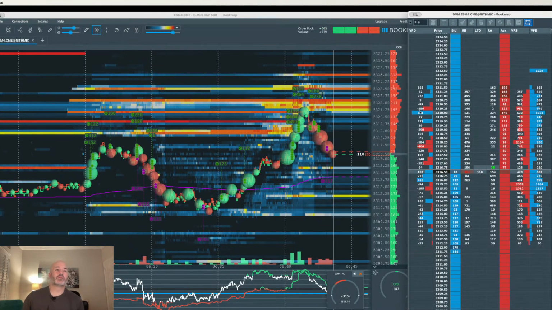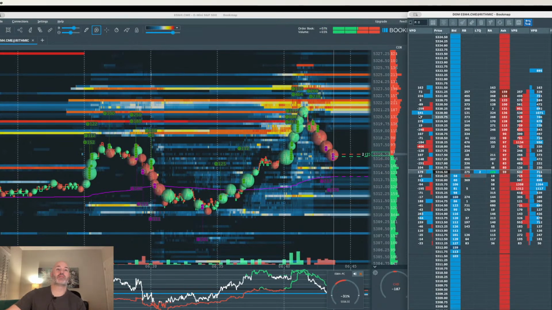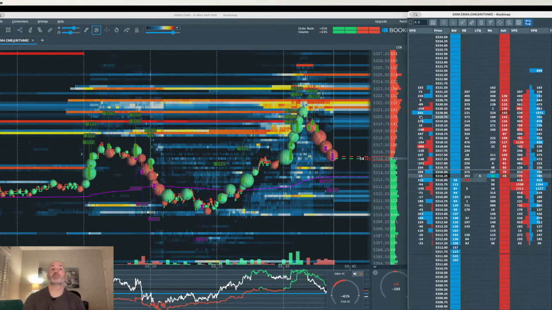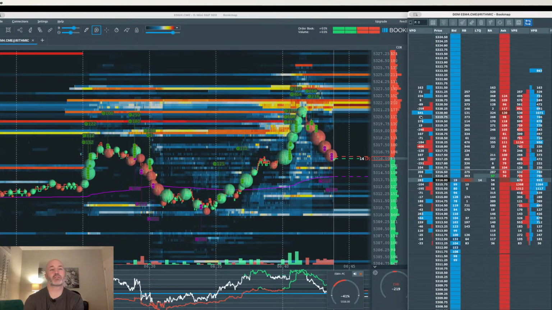There's people selling at 5,316.25. That also means that there was actually a greater amount of passive sellers on the other end.